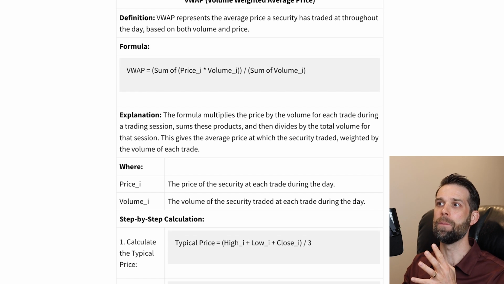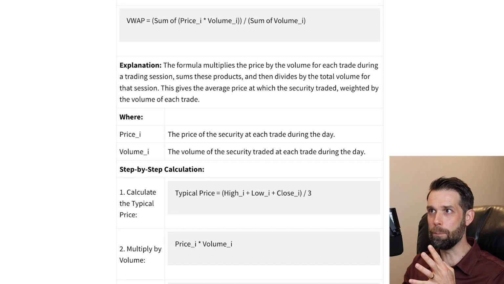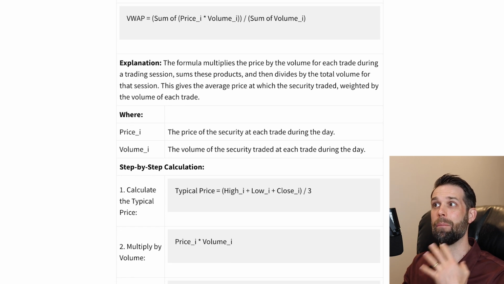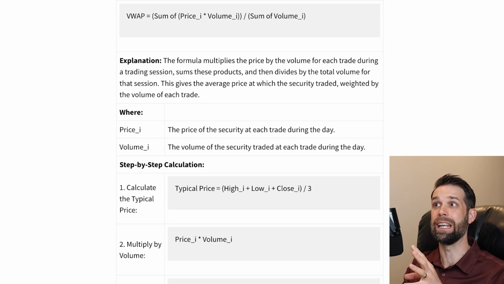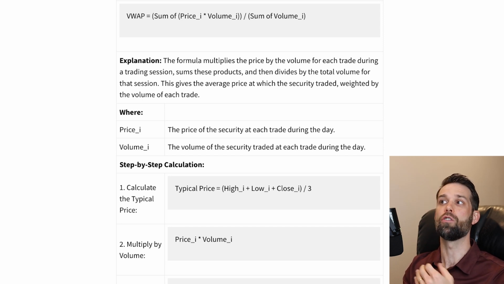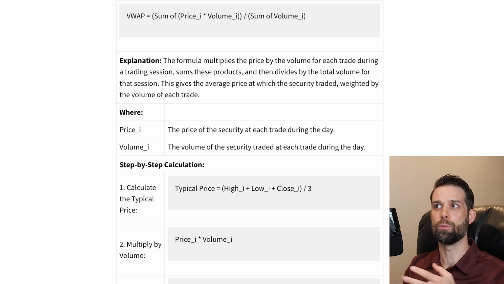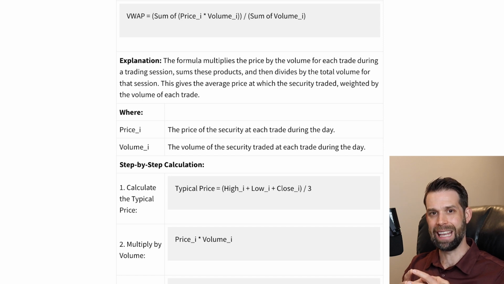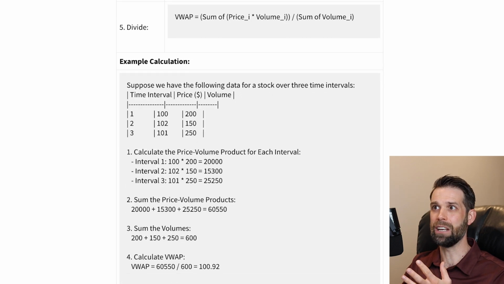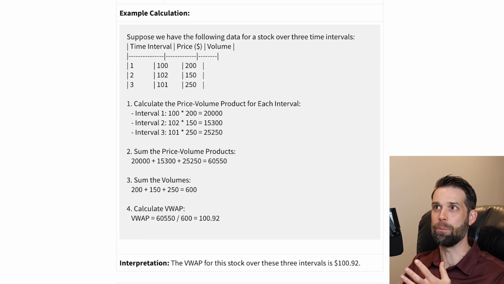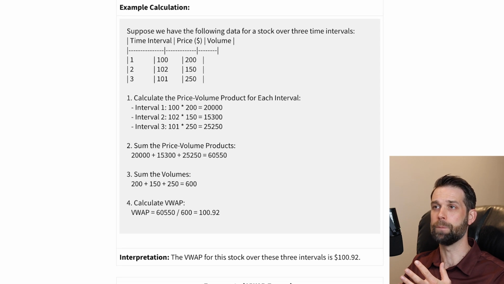So the formula, basically, multiplies the price by the volume for each trade during a trading session, and you add all these up, and then you divide by the total volume for that session. What that gives you is the average price at which the security was traded, weighted by the volume of each trade. So here is an example of how this would work.